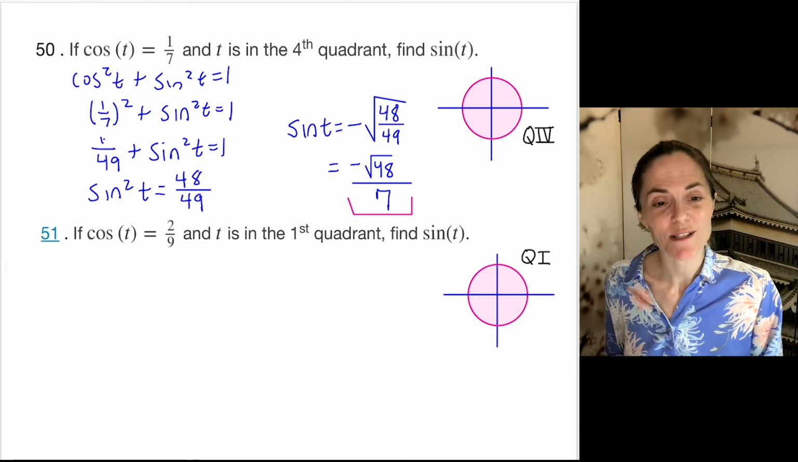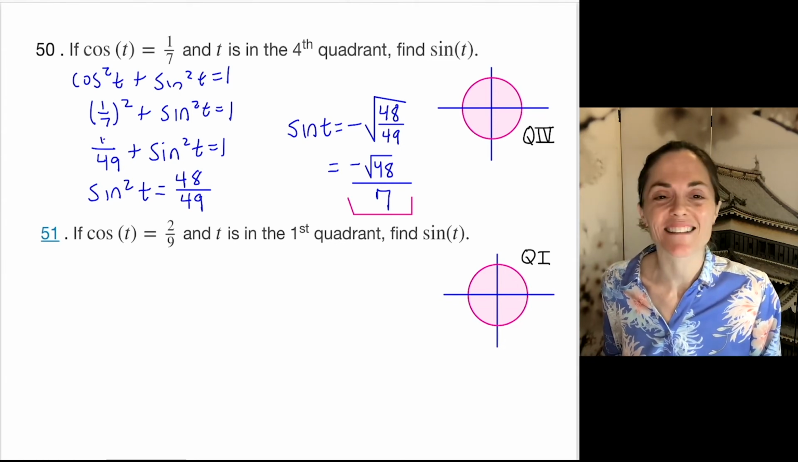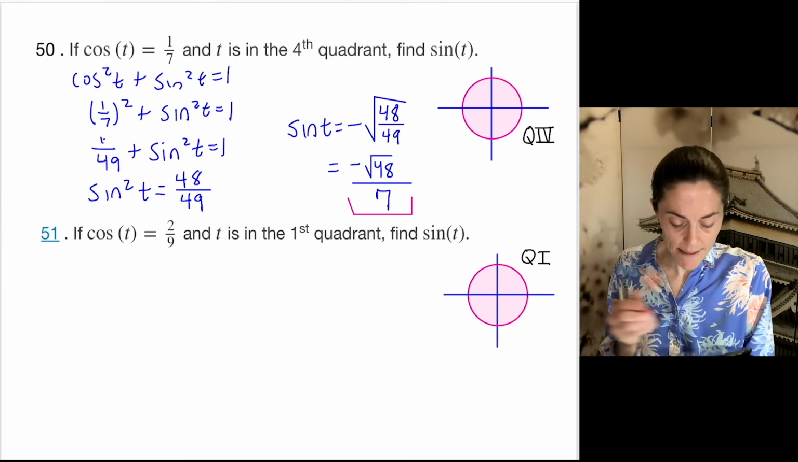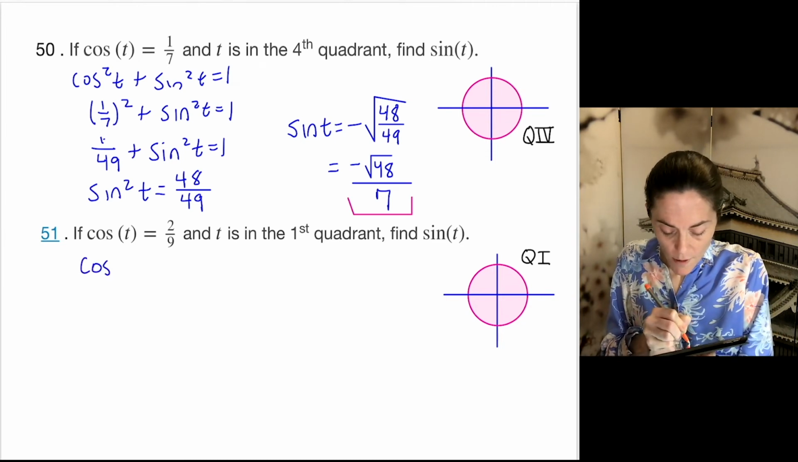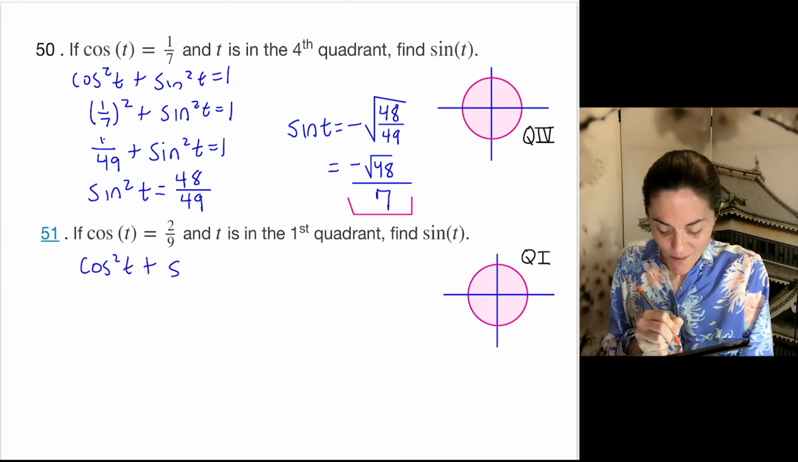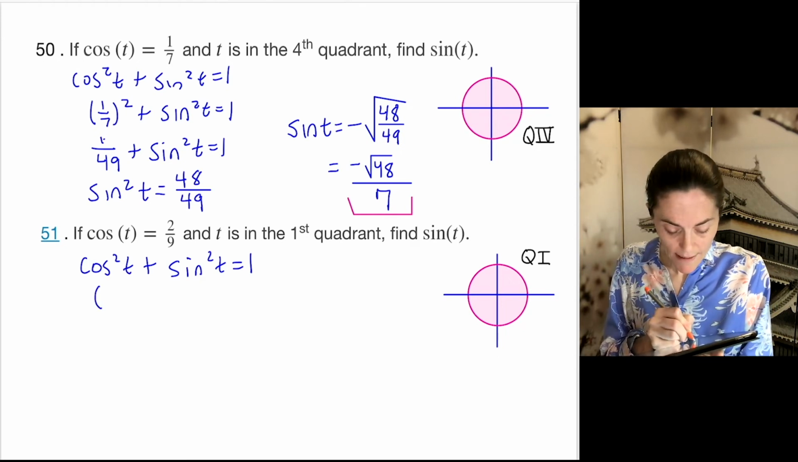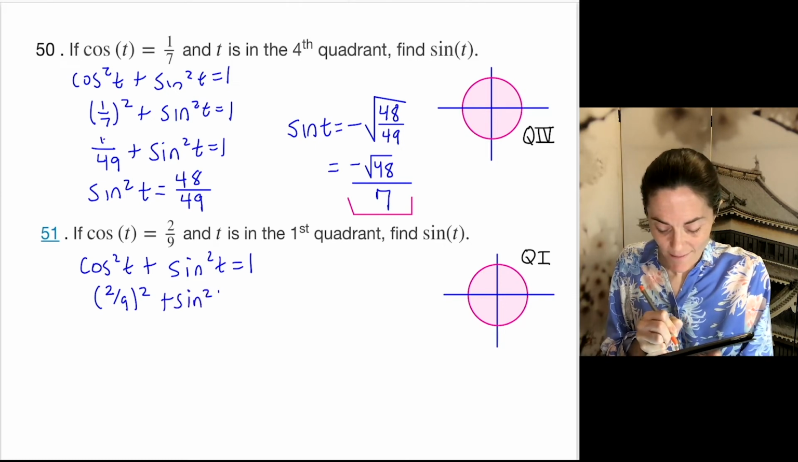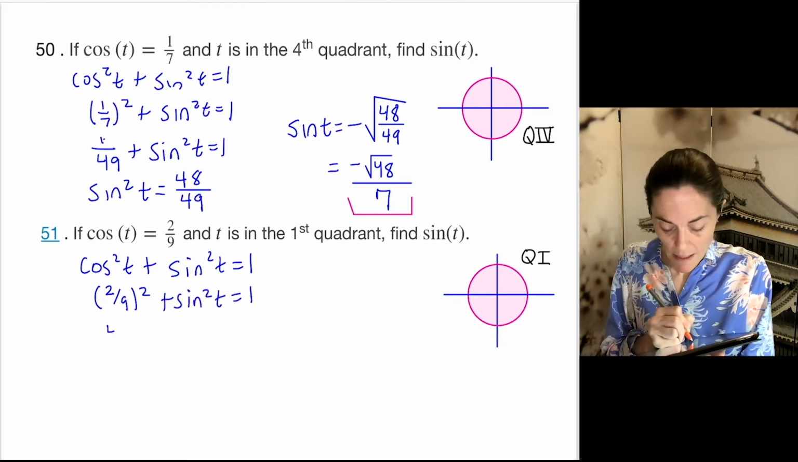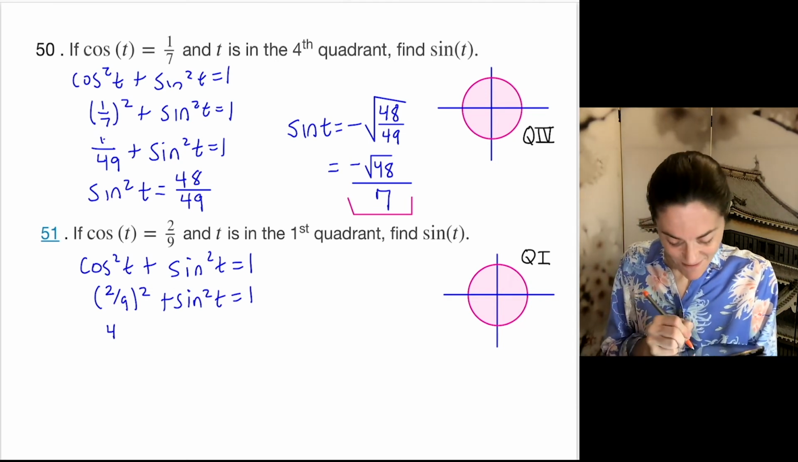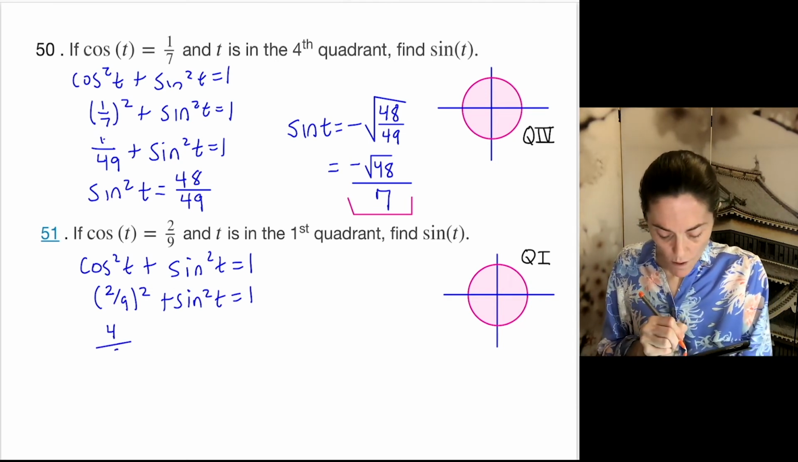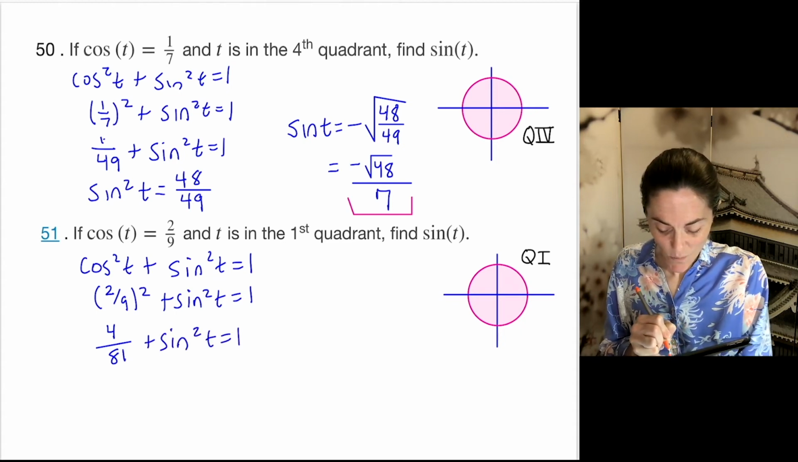51, this is very similar to the one above, except t is in the first quadrant, and we're told the cosine. We want to find the sine. So we know that cosine squared t plus sine squared t is 1. Now let's find the sine. Cosine t is 2 over 9. So we'll have 2 over 9 squared plus sine squared is 1. This becomes 4 divided by, well, 9 squared is 81. And then we have plus sine squared t is 1.